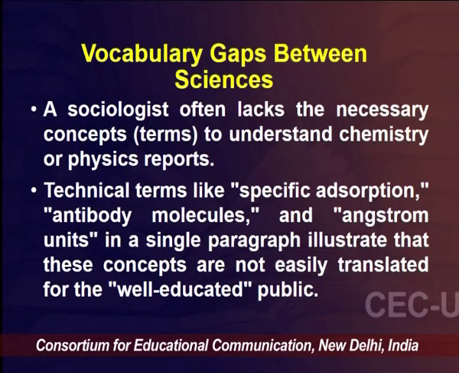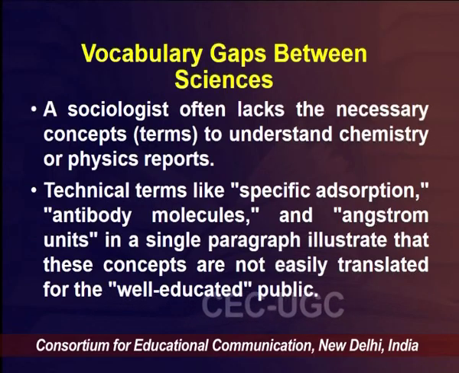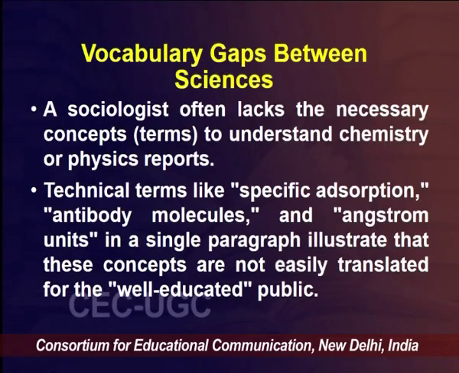Now, because science is specialized with different fields dealing with different abstract phenomena, a variety of scientific vocabularies has developed. The gap in understanding between sciences can be significant, especially between fields with vastly different frames of reference, for example sociology and physical sciences. A sociologist often lacks the necessary concepts or terms to understand a chemistry or physics report. Technical terms like specific adsorption, antibody, molecules, angstrom units in a single paragraph illustrate that these concepts are not easily translated for the well-educated public. Now, converting that one paragraph for lay understanding would require volumes of definition.